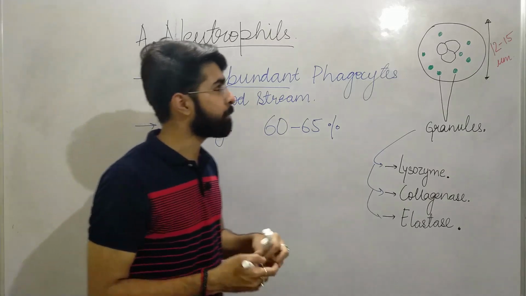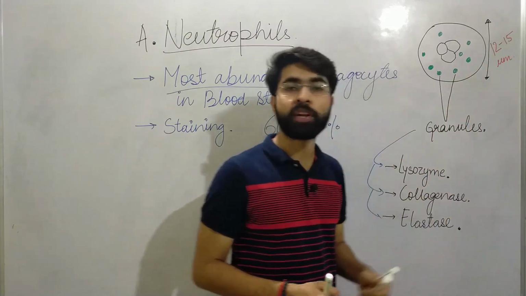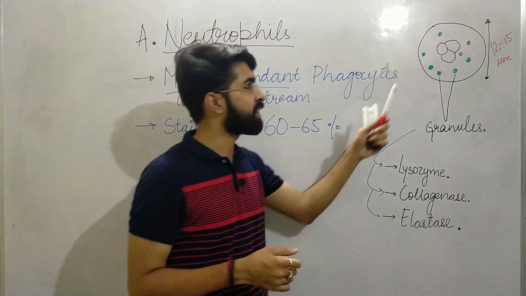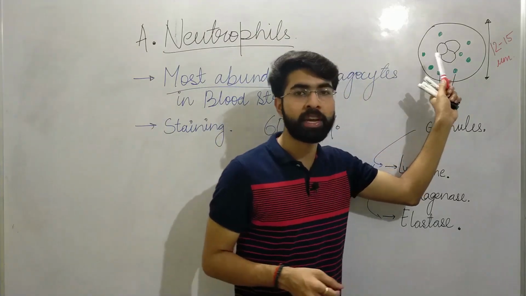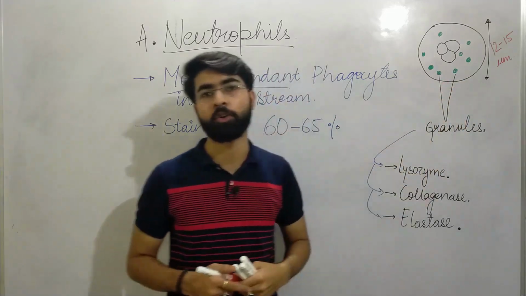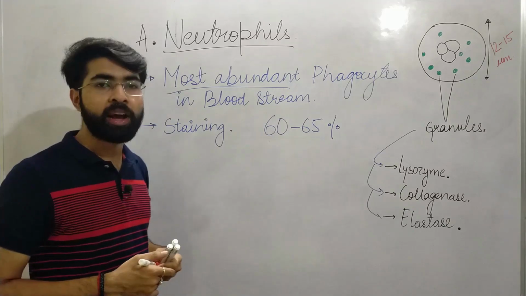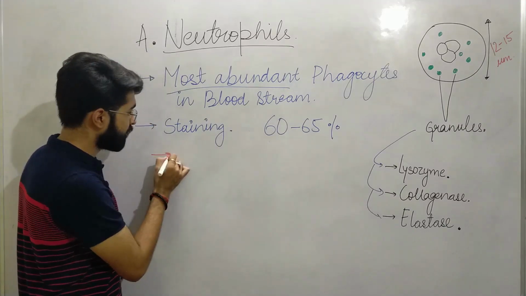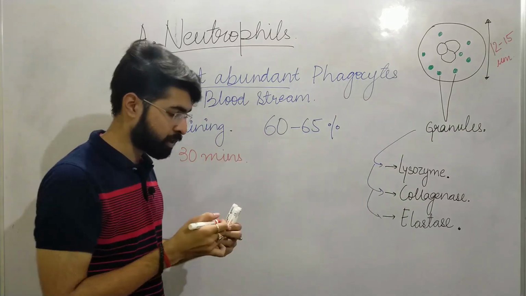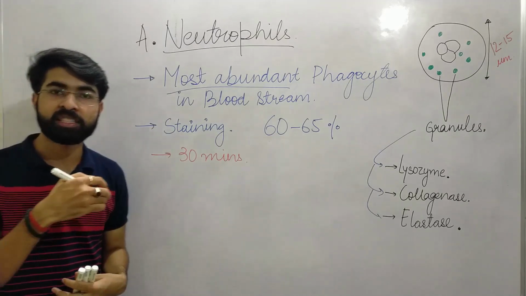If you see the diameter, neutrophils are 12 to 15 micrometers. The nucleus of neutrophils is polymorphonuclear, and it can contain 3 to 5 different lobes. A very interesting fact about neutrophils is that they take 30 minutes to reach from the bloodstream to the site of infection where the infection is happening.